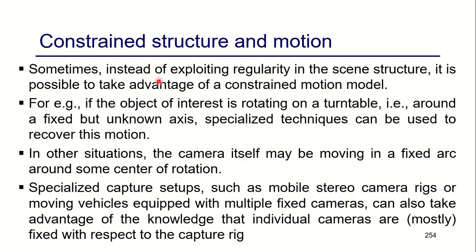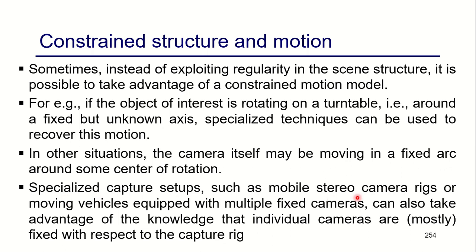Here, instead of exploiting the regularity in the scene structure, it is possible to take advantage of a constrained motion model. For example, if the object of interest is rotating on a turntable, that is, around a fixed but unknown axis, specialized techniques can be used to recover this motion. In other situations, the camera itself may be moving in a fixed arc around some center of rotation.